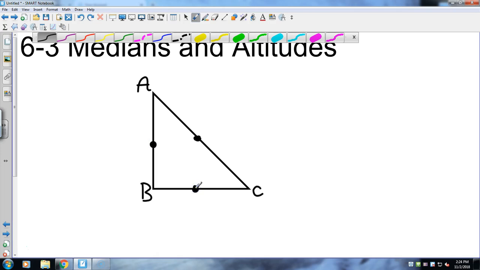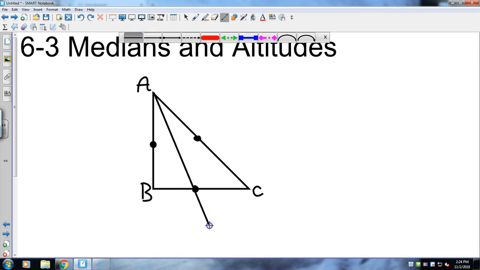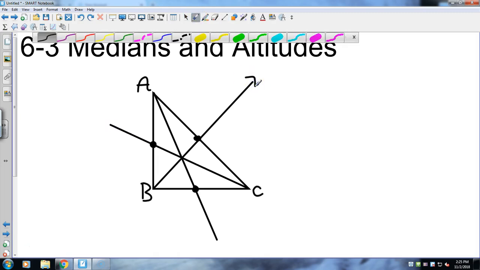And then what we want to do is connect the opposite vertex to that midpoint. So A is going to go opposite to BC. B is going to go opposite to AC. Oh, I did pretty good. And then C is going to go opposite to AB. Put my little lines on there to make that accurate. And what we have just found is the median of triangle ABC.